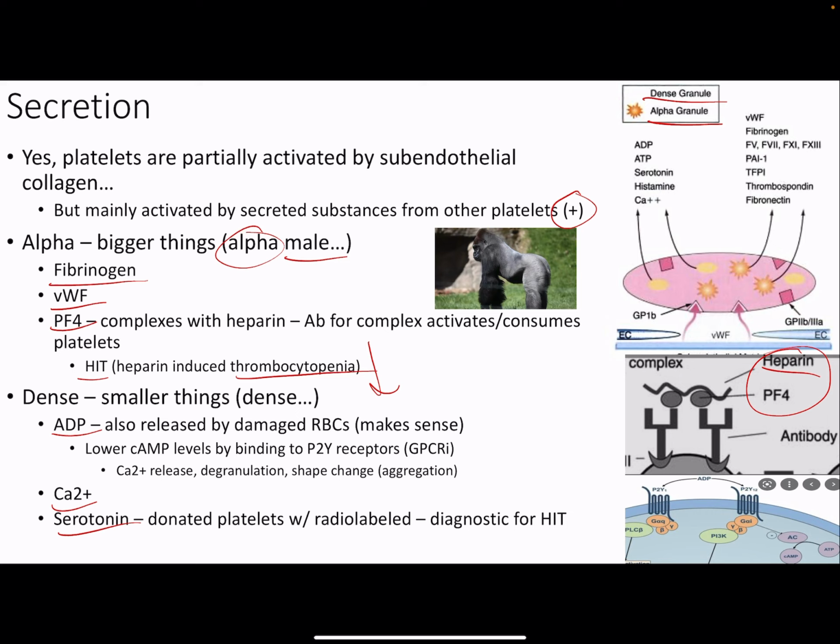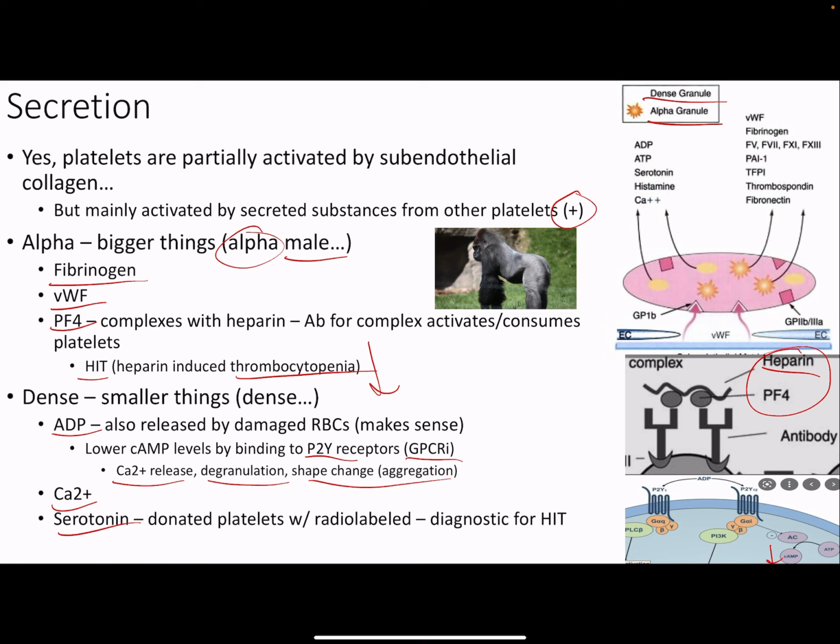So these will bind to P2Y receptors, which are G protein coupled receptor inhibitors. And if you recall, a G protein coupled receptor typically activates adenylate cyclase, but if it's a GPCRI, it's going to inhibit. And if it's going to inhibit, this means that we are going to lower the levels of cAMP. So low levels of cAMP are going to then cause calcium release, degranulation, and shape change, which allows for aggregation to take place. This is the inside-out signaling that we were just talking about.